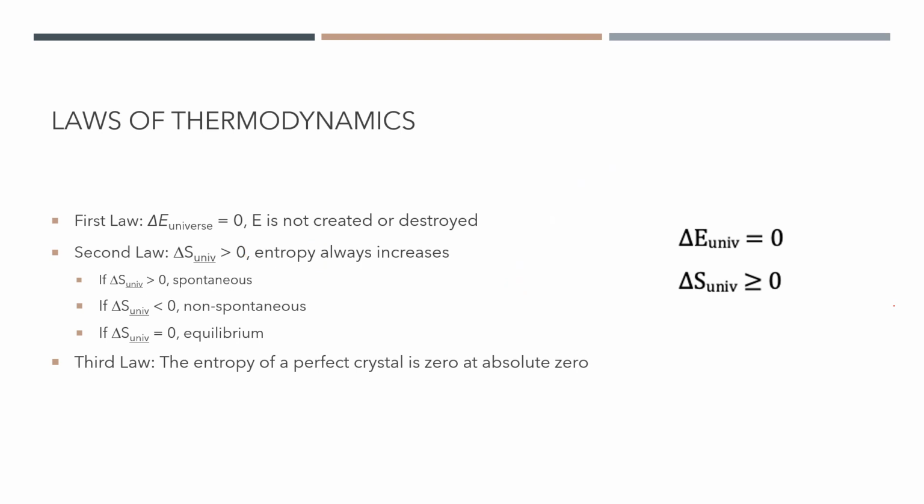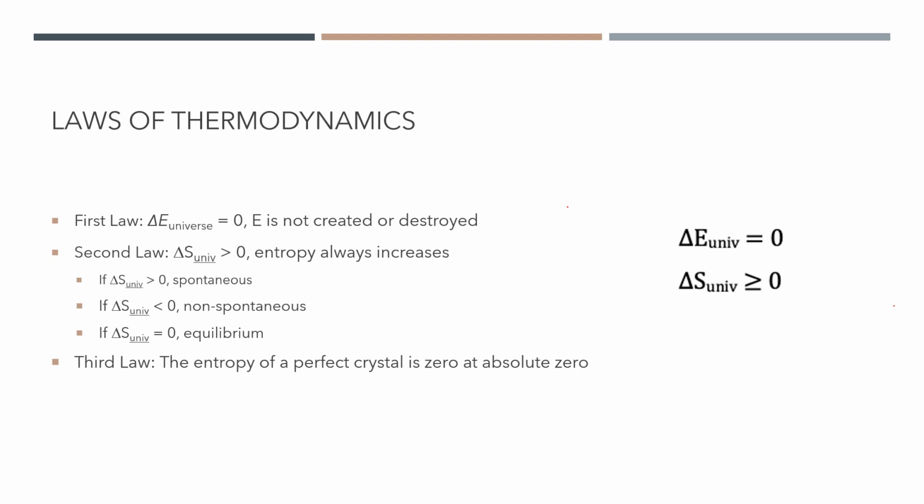If the combined entropy change of the universe, so the surroundings and the system, is greater than 0, it is said to be spontaneous. If the change in entropy is less than 0, it is not. In order for that reaction to occur, you'd have to add energy from another source. If the change in entropy equals 0, then we say that it's at equilibrium.